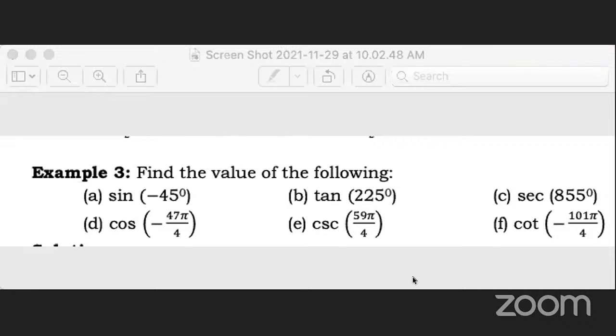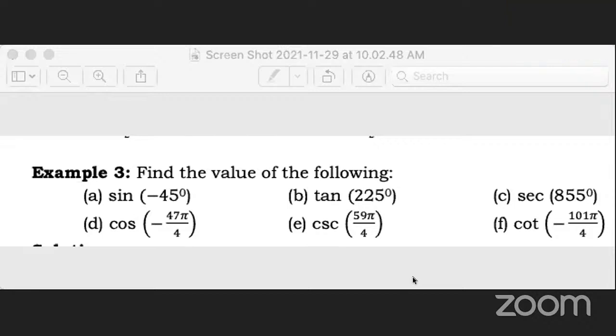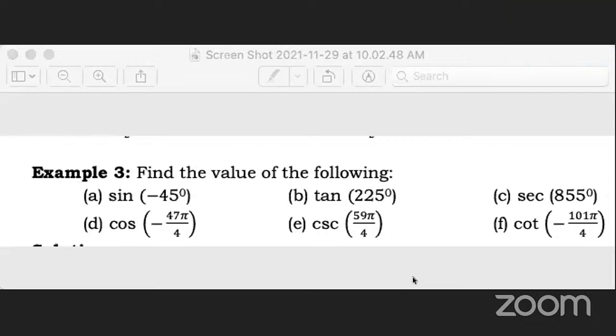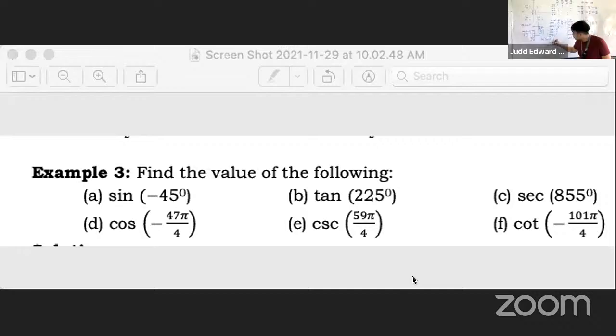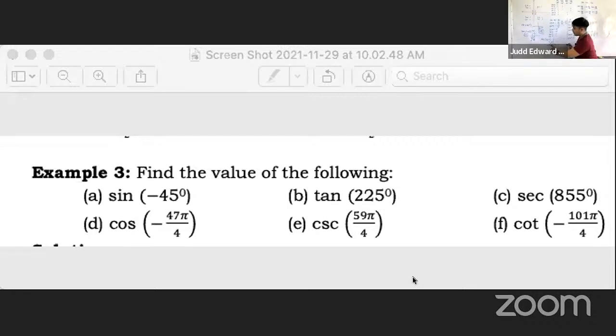Okay. Next, secant 855. Okay, graph natin. Saan po ba si secant 855? 360 plus 360, 720. Therefore, nakadalawang ikot tayo, nagkaroon tayo ng 720. 720 plus 90, 810. Ano yung kailangan ni 810 para maging 855? 45. Okay. So this is 45 degrees. Are we using this 45 degrees or yung 45 degrees na nasa baba? Nasa baba. Okay. 45 degrees.